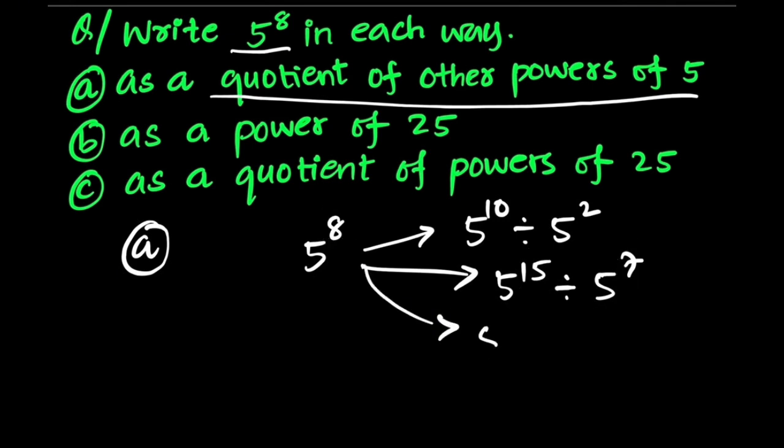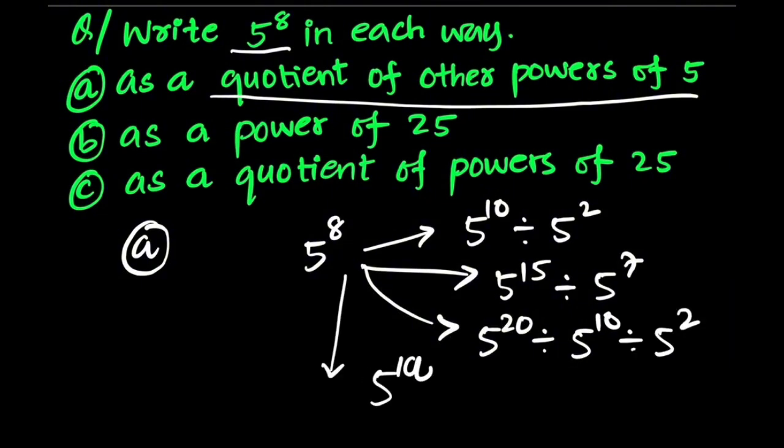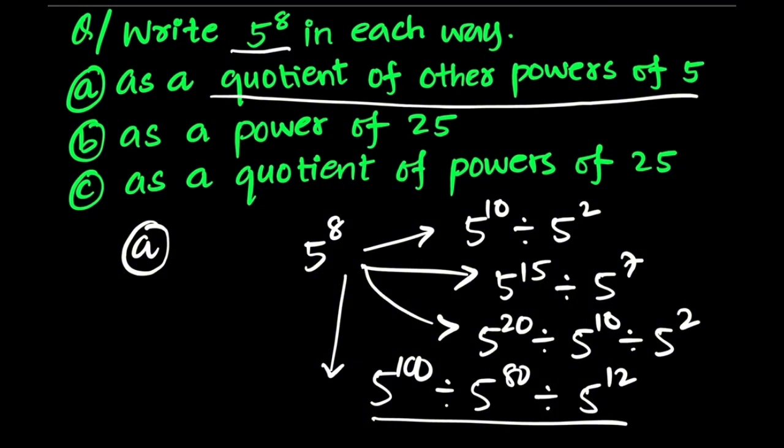Another way could be 5 raised to 20 divided by 5 raised to 10 divided by 5 raised to 2. Another way could be 5 raised to 100 divided by 5 raised to 80 divided by 5 raised to 12. The base is the same, that is 5, and when you subtract 100 minus 80 minus 12 we still get 8.